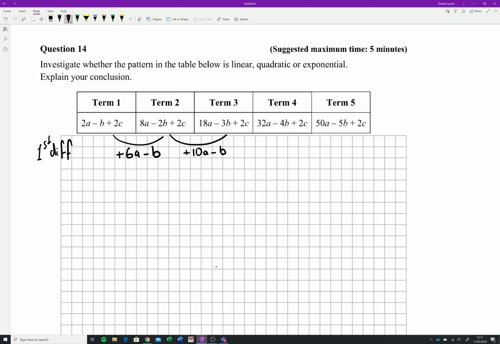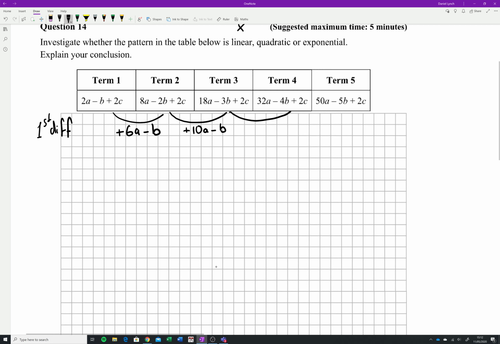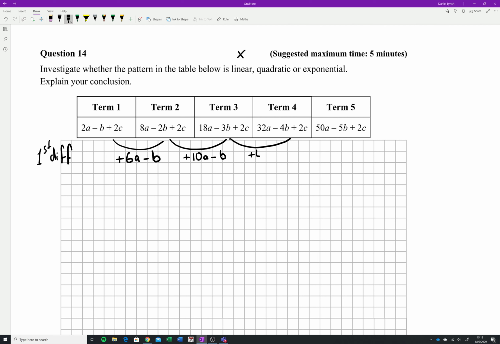So first thing, is it linear? Not linear, because that is different to what it was before. We'll just keep doing that for a quick second here. What are we adding on? We're adding on 14a's, and we're taking away a b. And here we are adding on 18a's and taking away a b. So not linear, is it?